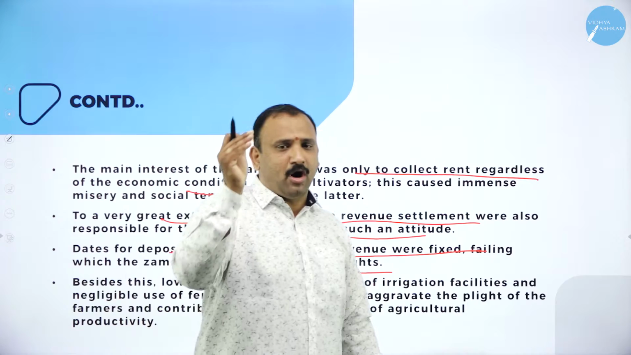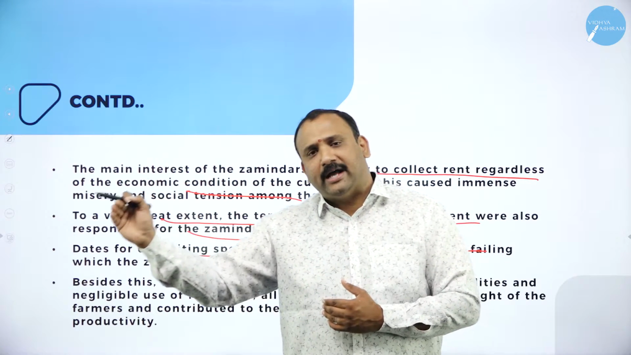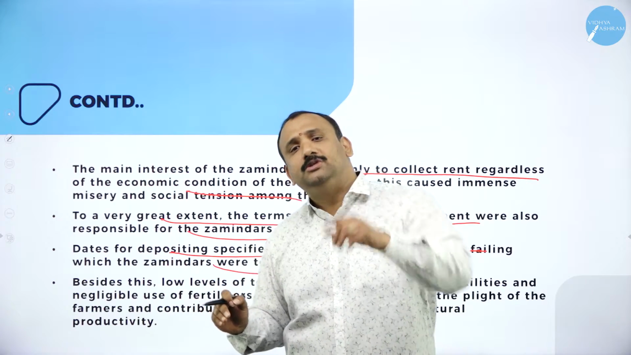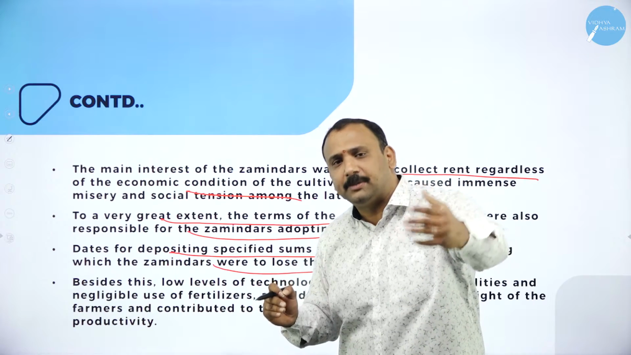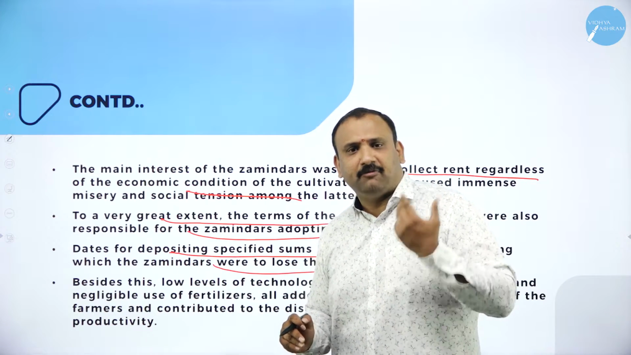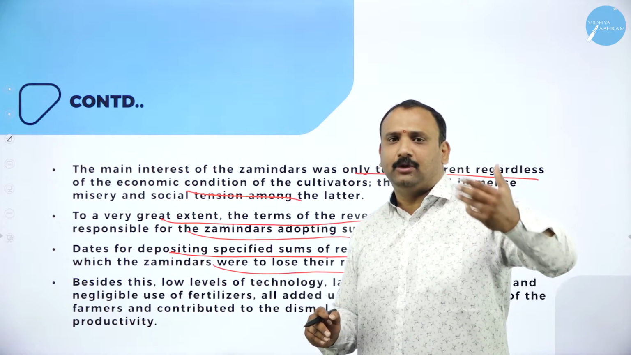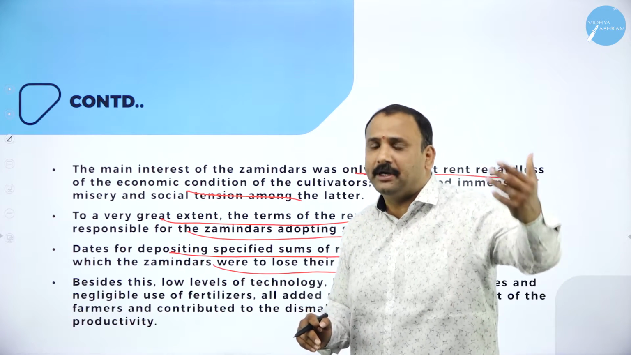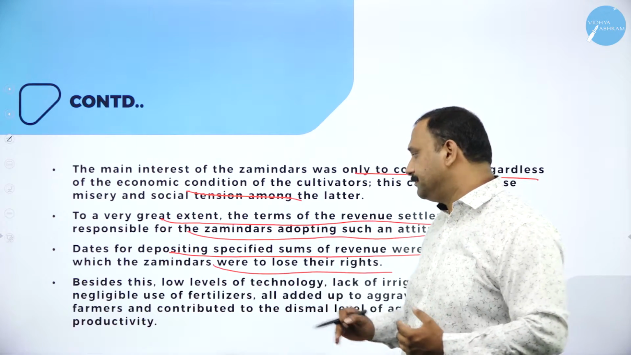The moment the time of deposit starts coming in, the moment you have deposited the money in the hands of the British, you start losing the right, which means the zamindar will start losing the right of ownership of the revenue. So the Britishers were very smart, very clever. They allowed somebody to collect the money, they allowed somebody to work for them, but then they enjoyed all the rights out of it.